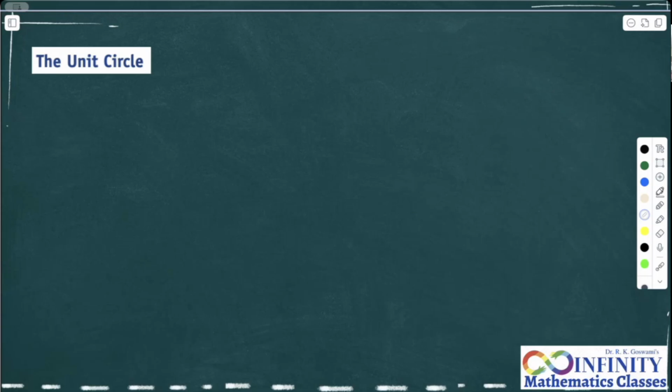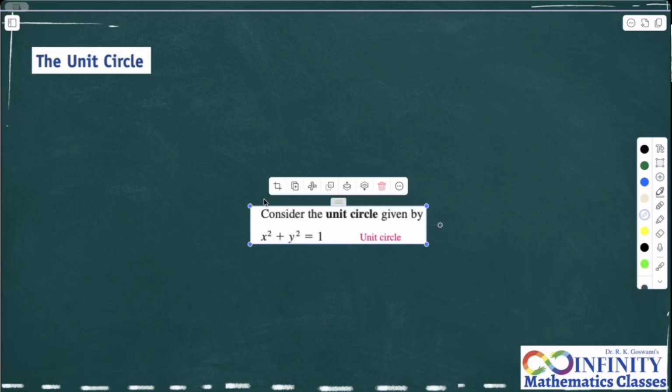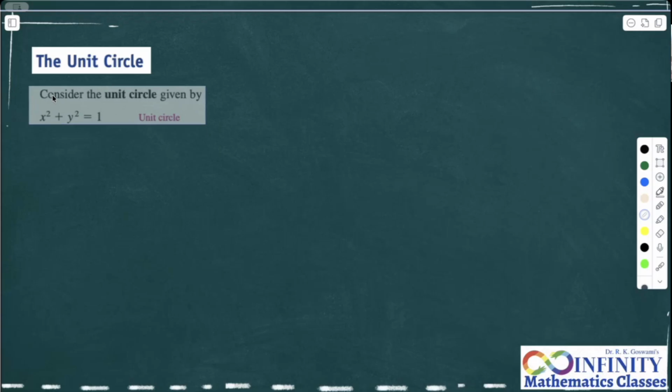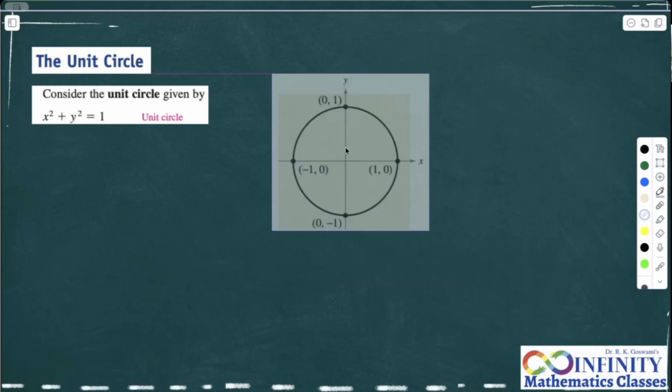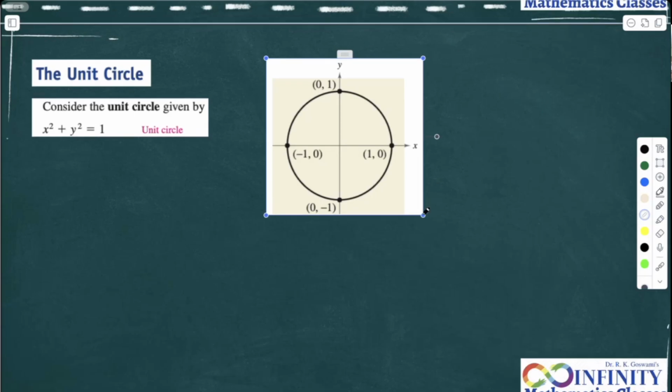You know about the equation of the circle. It is going to be x square plus y square equals 1. That means I'm talking about a circle with the center at 0, 0 and radius 1. Do you agree? Okay, consider this figure and how we are going to make use of this.